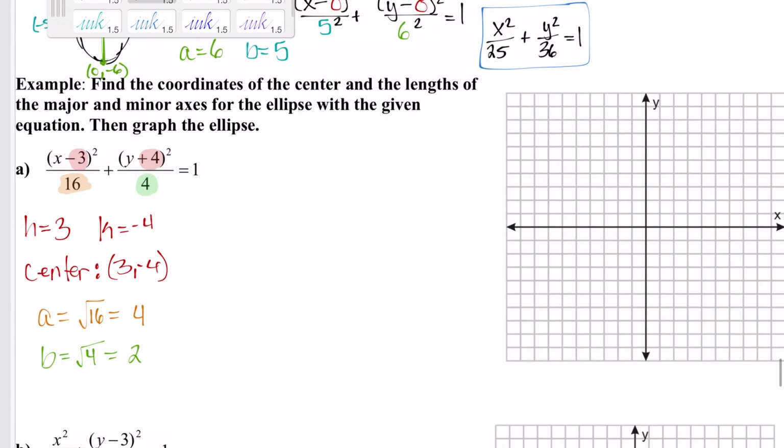So then on here, I'm going to start graphing. I tend to like to do the major and minor axes at the end. You could do it now. So my major is going to be what goes the longest. So if I'm going left 4 and right 4 from the center, then that entire line is going to be a measurement of 8. And if I'm going up 2 and down 2 from the center, then that entire measurement is going to be 4.